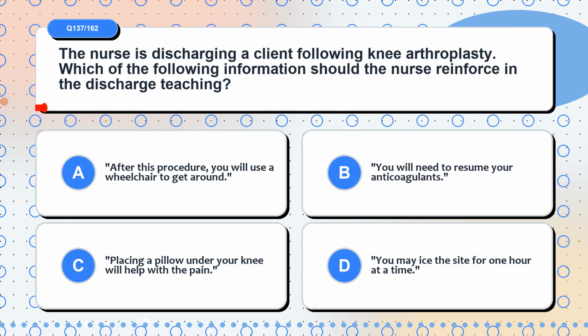Question 137. The nurse is discharging a client following knee arthroplasty. Which of the following information should the nurse reinforce in the discharge teaching? Here are the options. Option A. After this procedure, you will use a wheelchair to get around. Option B. You will need to resume your anticoagulants. Option C. Placing a pillow under your knee will help with the pain. Option D. You may ice the site for 1 hour at a time.